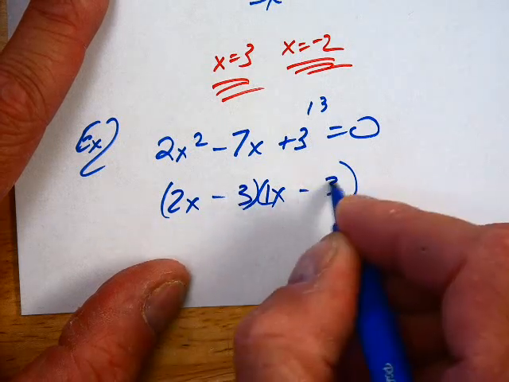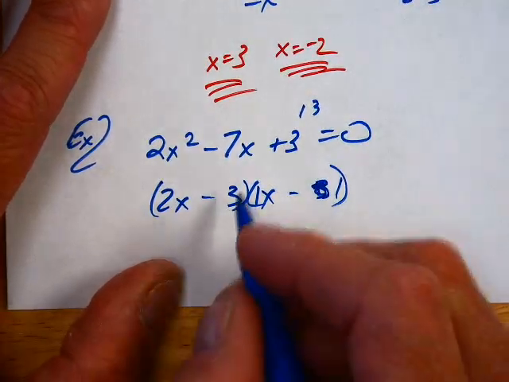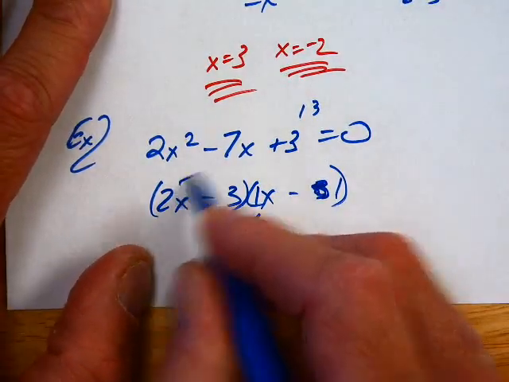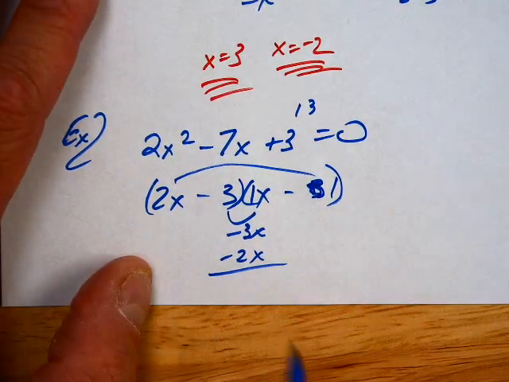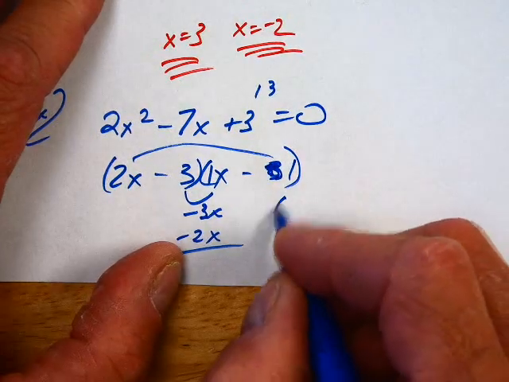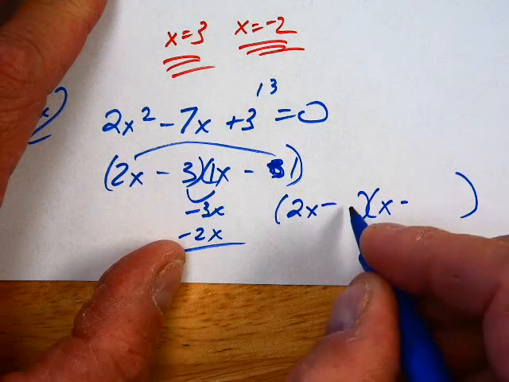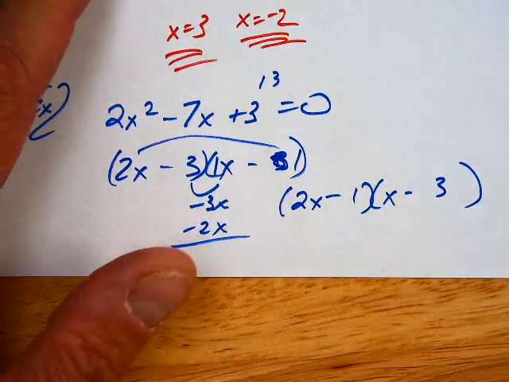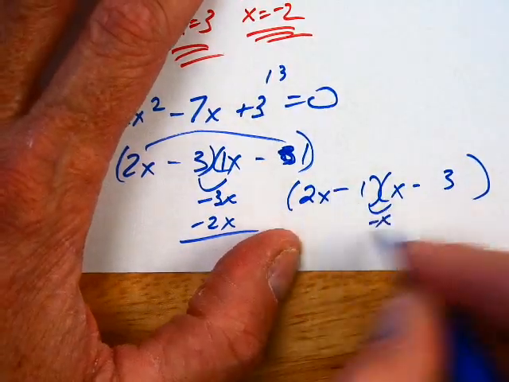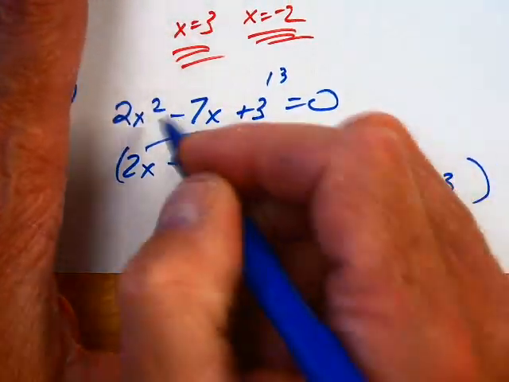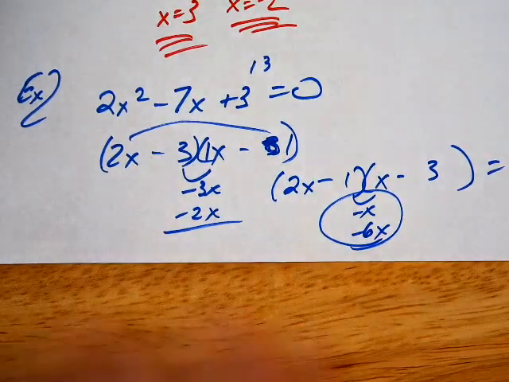Well, let's go like this. 3 and 1. Is that right? Let's check it. Negative 3x, negative 2x. Is that what I want? No, I got a negative 5. And this is why pencil with these is a good idea. Is that right? Negative x, negative 6x, combine it to give me negative 7x. Good. So that is factored correctly.